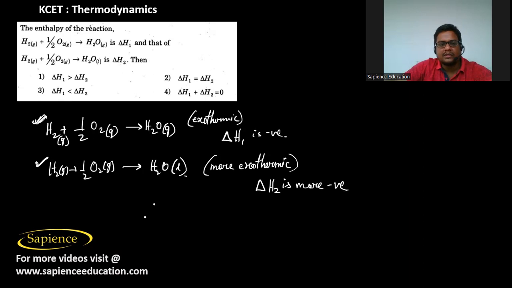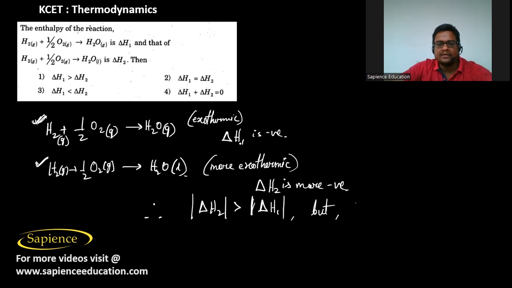So if we compare the absolute values of these enthalpies, then mod of delta H2 will be more than mod of delta H1. But if we use the sign, then since delta H2 is more negative than delta H1, delta H2 will be less than delta H1. So option 1 is the correct answer, which says that delta H1 is more than delta H2.